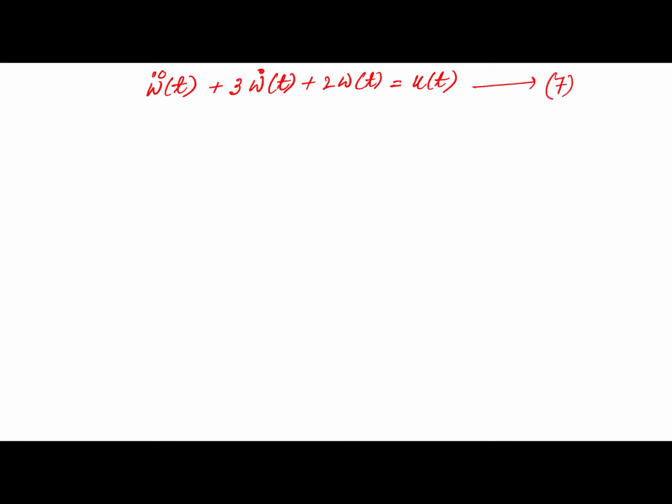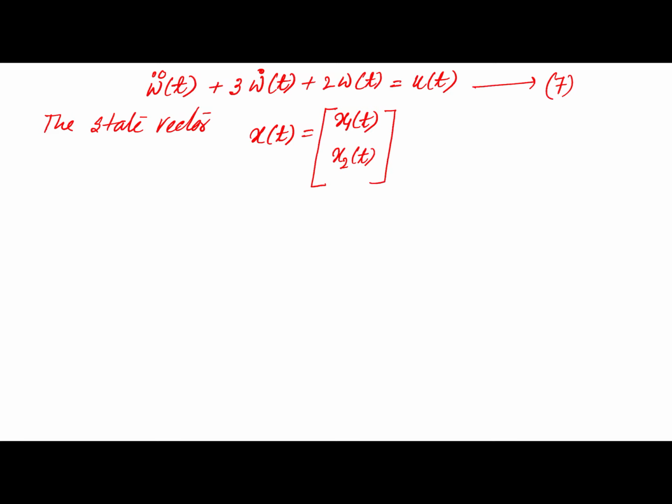Here order of the system dynamics is 2, so minimum number of state variable is 2. The state vector x(t) is a column vector. Components are x1(t) and x2(t). Dimension is 2 cross 1.